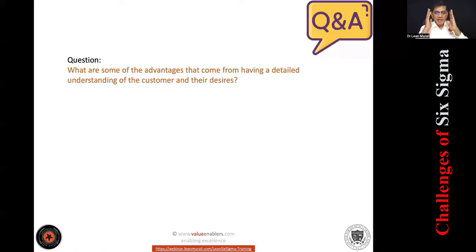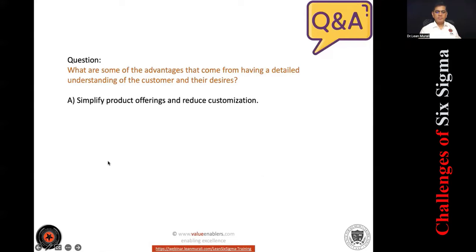What are some of the advantages that come from detailed customer understanding and their desires? The first one: simplify product offering and reduce customization. How many of you type yes or no? Simplify product offering and reduce customization. There are a lot of yes and no. Okay, second: neglect feedback and ideas. Definitely no. Everybody will type no.